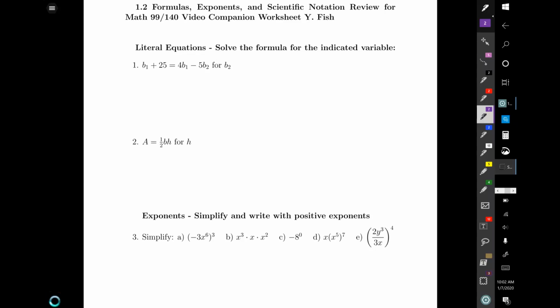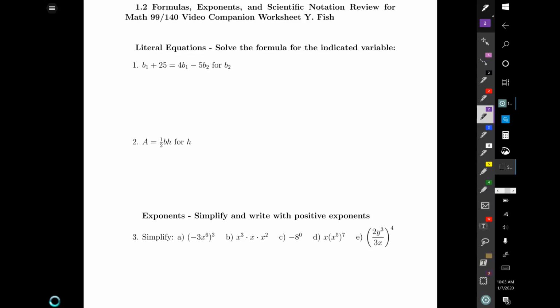In this video, we'll look at section 1.2. We're going to solve some formulas for different variables. Those are called literal equations. We're also going to look at exponents, the exponent laws, and scientific notation. This should be review, but you might be rusty, so go through it. You might want to try them yourself first and then check.